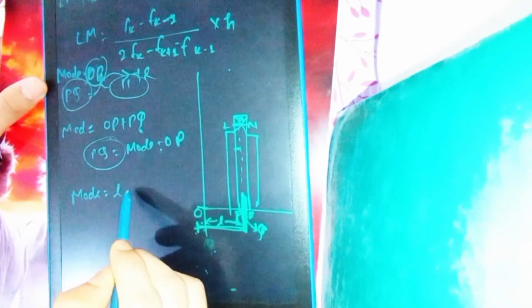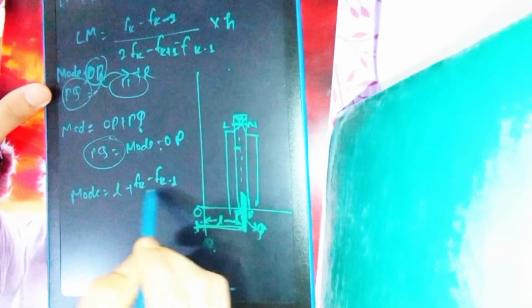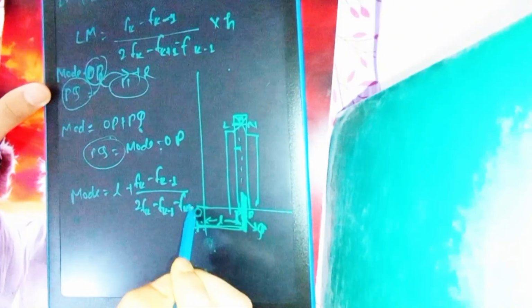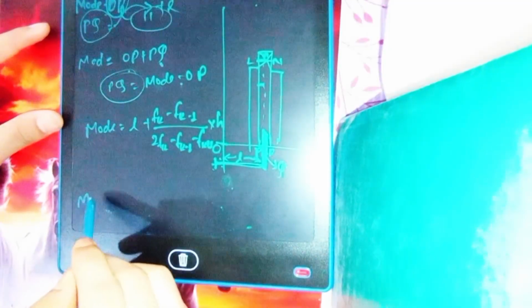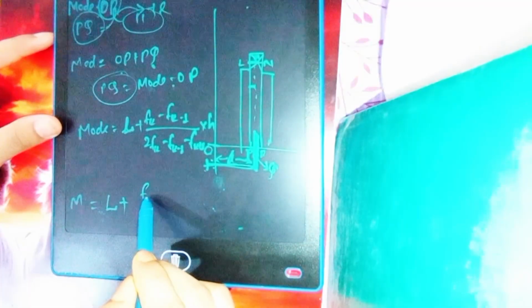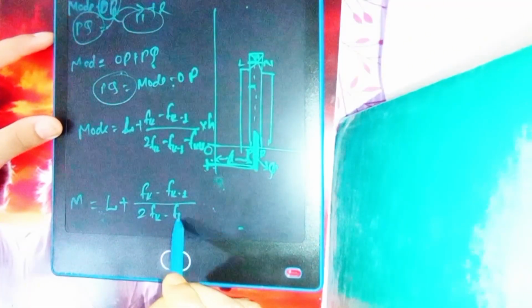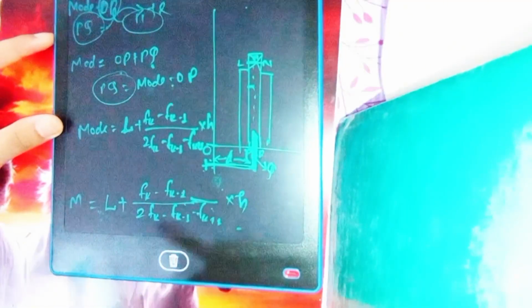So mode will be L plus the same thing, FK minus FK minus 1 by 2 FK minus FK minus 1 minus FK plus 1, multiplied by H. So this is the formula for the mode. Mode is equal to L plus, we have to write capital L, FK minus FK minus 1 over 2 FK minus FK minus 1 minus FK plus 1, multiplied by H, and this is the formula.